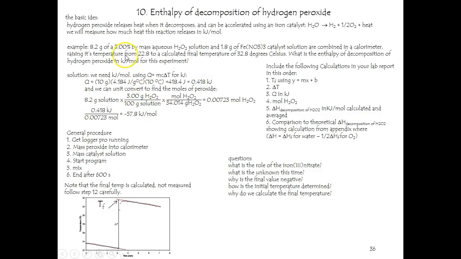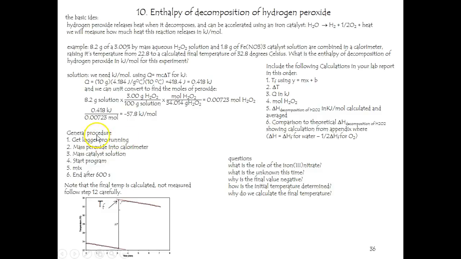Now we need to know how many moles of hydrogen peroxide we had. Well, it's 8.2 grams, but it's only of a 3% solution. So 8.2 grams of a 3% solution is really much less than 8.2 grams. And there are 34 grams per mole, and you run that through and we get 7.23 millimoles, or 0.00723 moles of hydrogen peroxide. That's our bottom number for the kilojoules per mole. Punch it in and there it is. This system released 57.8 kilojoules for every mole of hydrogen peroxide.